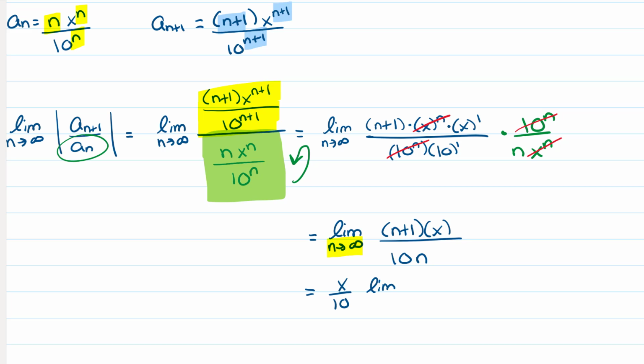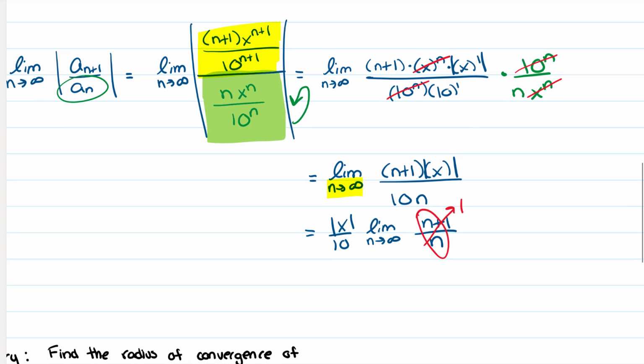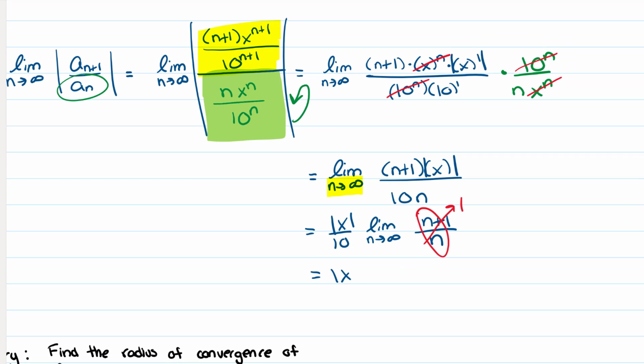Oh, I forgot the absolute value. I want to make sure you have that absolute value. As n approaches infinity of n plus 1 over n. And then using our n behavior model, we know that this is going to go to 1 because the powers are the same. So now I'm just left with the absolute value of x divided by 10. Cool. Pretty easy.